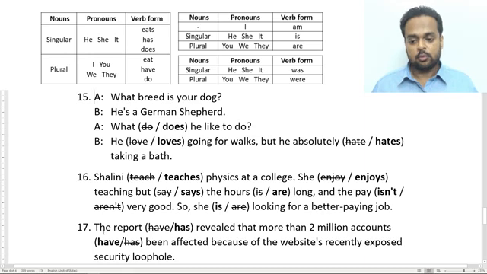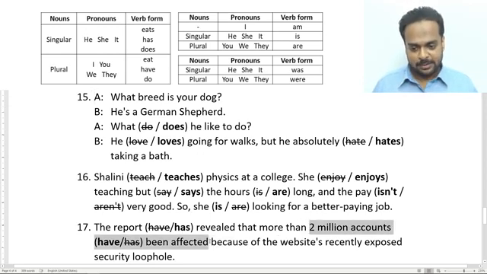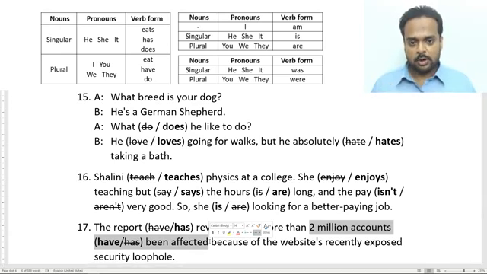Number 17, the report has revealed, the report is singular, the report has revealed that more than 2 million accounts, plural, have been affected because of the website's recently exposed security loophole. Now in this last sentence, you see 2 million accounts have been affected. This is in the passive voice. Now, as far as subject-verb agreement goes, it doesn't matter whether a sentence is in the active voice or the passive voice. You just look at the subject and you apply the correct verb form.